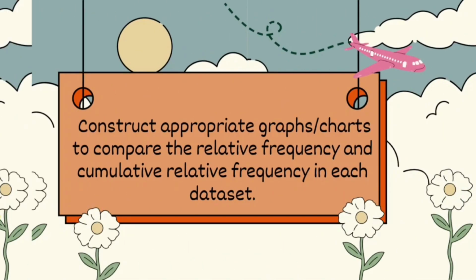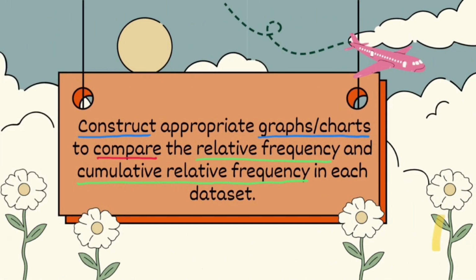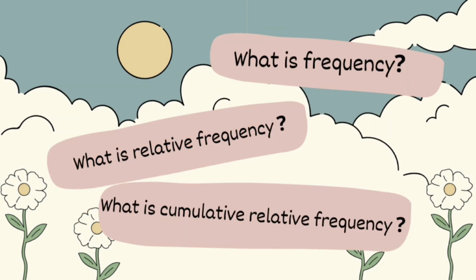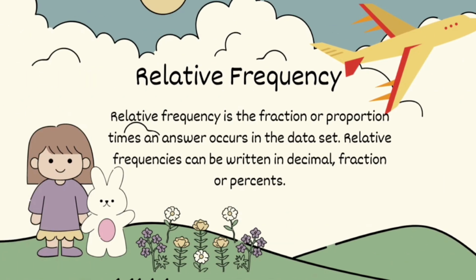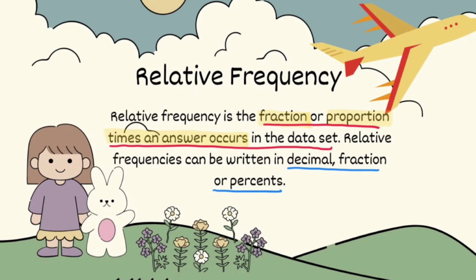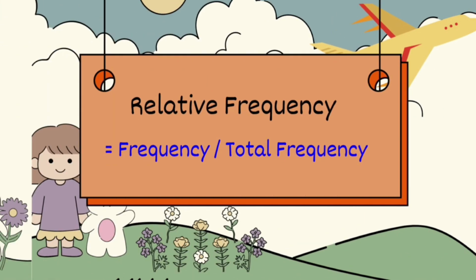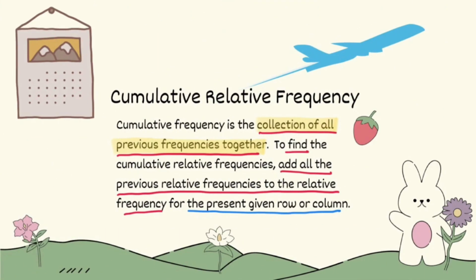Construct a perfect graph or chart to compare the relative frequency and cumulative relative frequency in each dataset. The total number of times data occur in the set is known as frequency. Relative frequency is the fraction or portion of times an answer occurs in the dataset. Relative frequency can be written in decimal, fraction, or percentage. Cumulative frequency is the collection of all previous frequencies together.